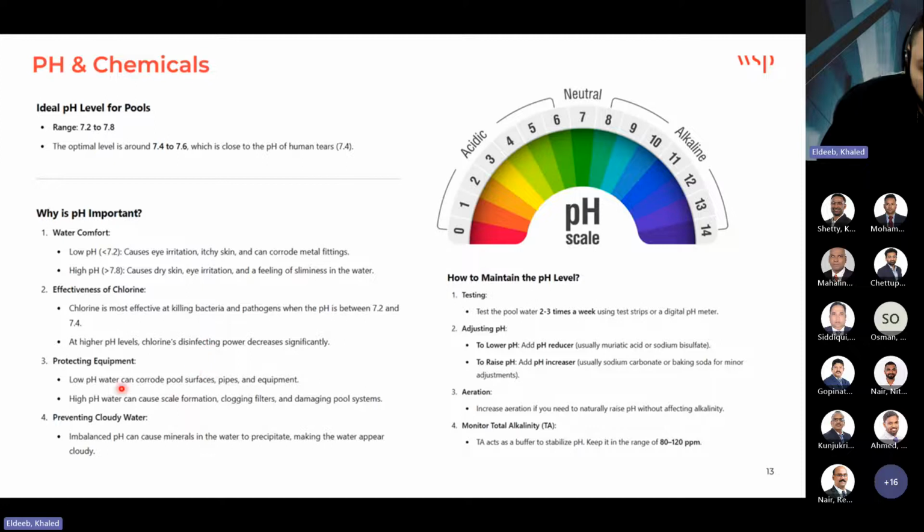Next is protection of equipment. If we have low pH, it will make the water aggressive. It will make the water prone to corrosion. Then we'll find the pipes, fittings, and equipment start to corrode, and then it will impact the quality of the water as well. So high pH is not recommended. Low pH is not recommended. We need to maintain the level within 7.2 to 7.8, and the optimal one from 7.4 to 7.6. So don't worry about that.